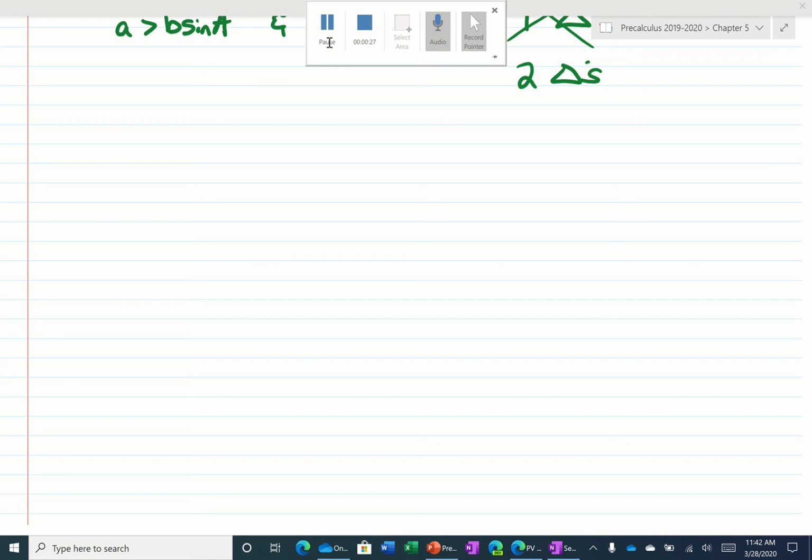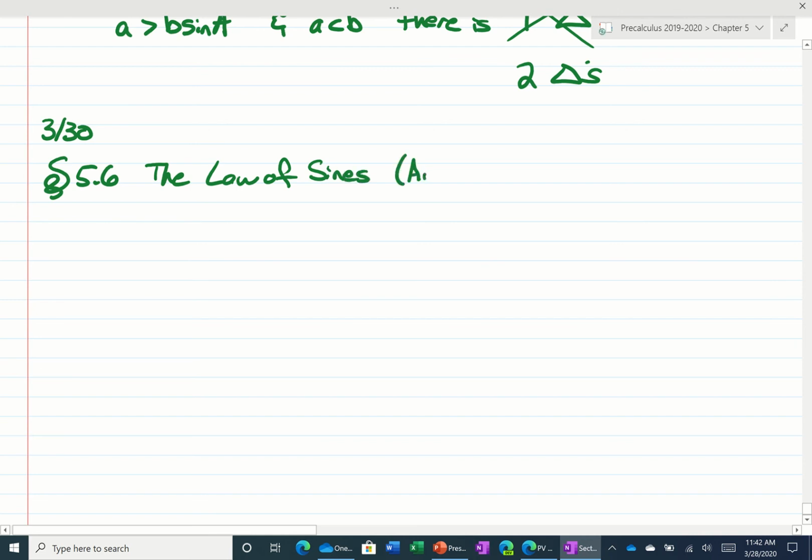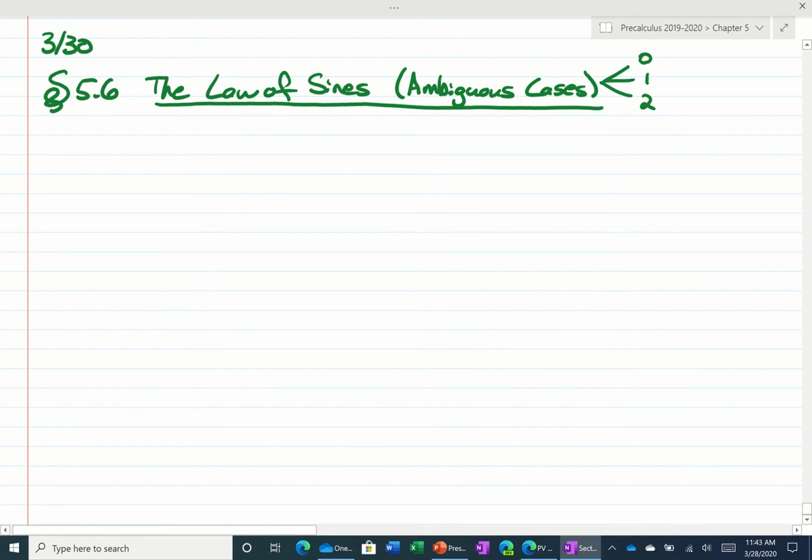So today is the 30th, and we're still on section 5.6. It's called the law of sines. Today will be the last day. This is called ambiguous cases. Ambiguous cases just means that we can get 0, 1, or 2 triangles. So let's take a look at an example. We're going to do 3 today.